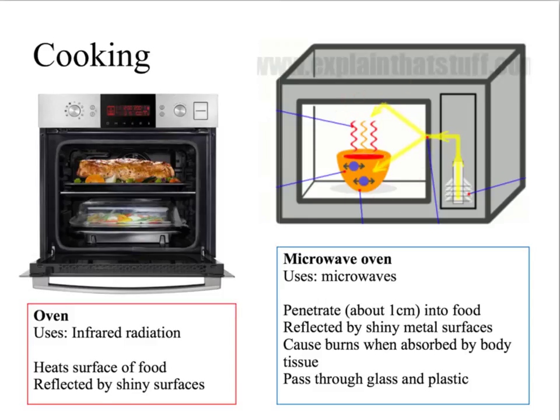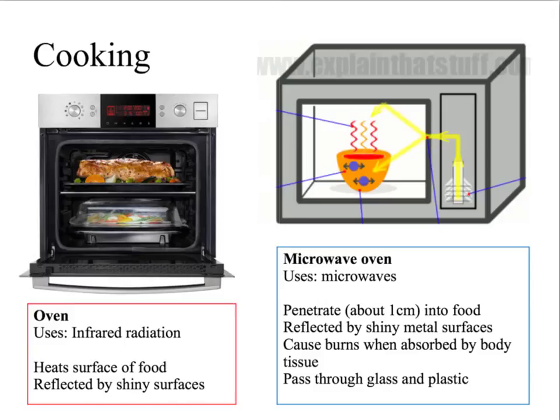A conventional oven uses infrared radiation or heat. It works by heating the surface of the food, and then that heat energy is passed to the centre of the food by conduction, if it's a solid, as in this picture here, or by convection, if you're heating a liquid. Infrared radiation, or radiated heat, is reflected by shiny surfaces, such as baking trays or aluminium foil.